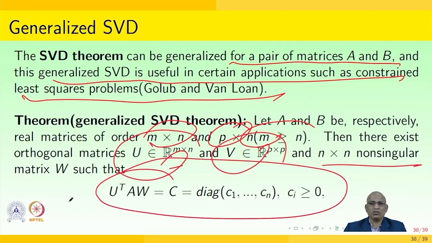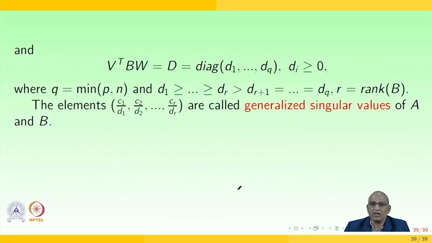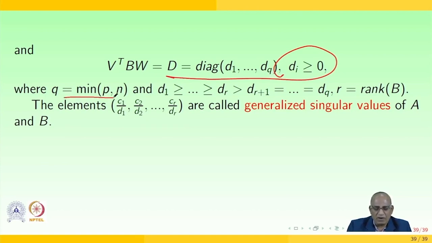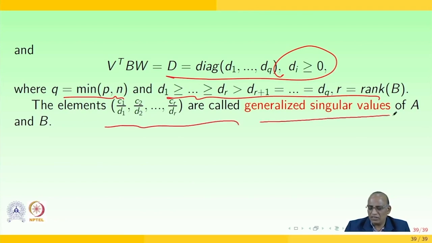U transpose A W is equal to C, that is equal to diagonal of C1, C2, C3, ..., Cn, and V transpose B W is equal to a diagonal matrix D of D1, D2, D3, ..., Dq with every D greater than 0, where q is equal to the minimum of p and n, and D1 greater than 0, D2, etc. The elements C1 by D1, C2 by D2, etc., are called the generalized singular values of the matrices A and B.